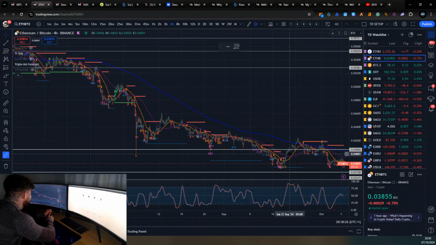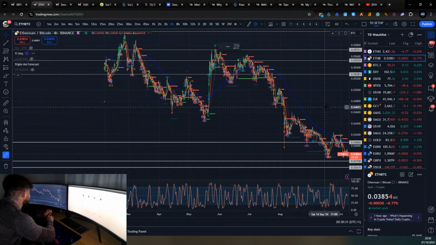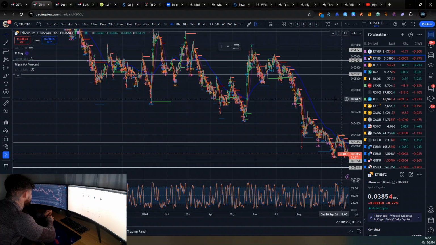What is happening with my good old Ethereum? You know, my old friend Ethereum. This is Ethereum versus Bitcoin, by the way.